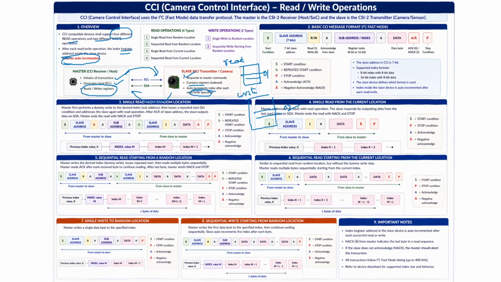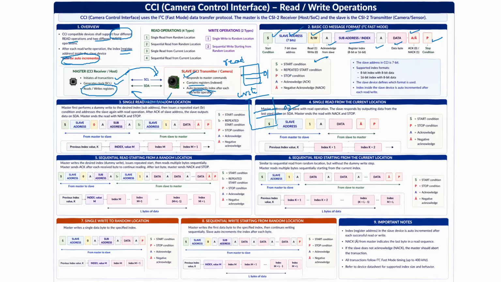Okay, 0, 0, 2 will be taking place. In this way, the index value will be incrementing. This message format you already know: start bit, slave address, read or write, acknowledgement, sub address or index, and then acknowledgement, data bytes, acknowledgement or negative acknowledgement, and stop bit.